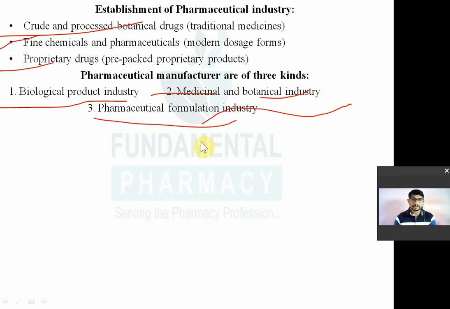For example, whatever pharmaceutical companies are there, they purchase the raw material from one place, they take additives from other companies, they take bulk drug from other companies, and they have their own facility to formulate the formulation. So those kinds of industry are known as the pharmaceutical formulation industry.